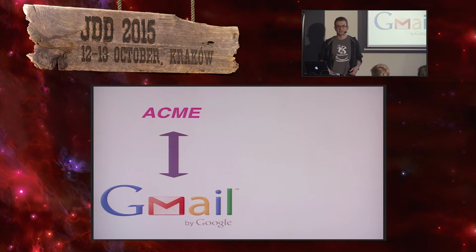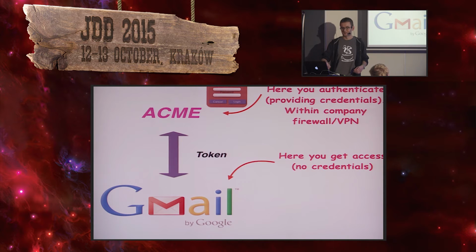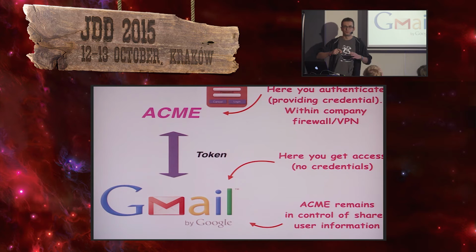How does it work in practice? Let's say you work in the Acme company, and they decide it's too expensive to host their own mail server, so they will use corporate Gmail. To do so, they will just pass Google a token to prove that their users can access Google services. So what happens here is that your employees, Acme employees, put their credentials on their trusted server within the company firewall and VPN. Then the token is being passed, and they get access to Gmail without providing Google with any credentials, and Acme remains in control of what kind of information about their employees is passed to Google.